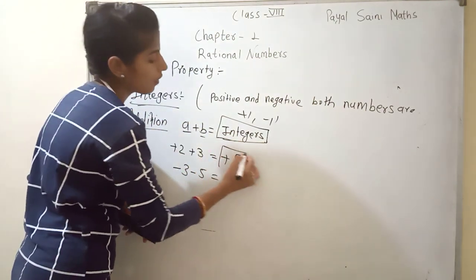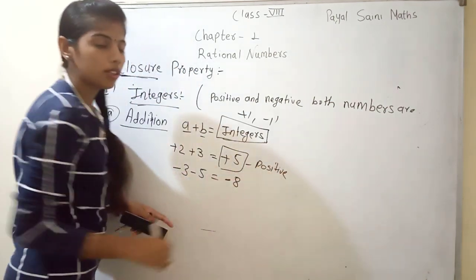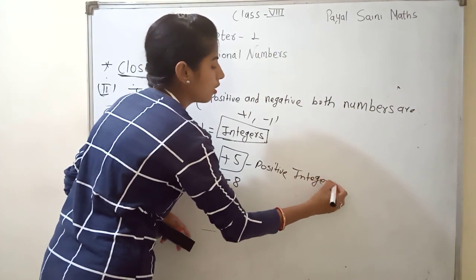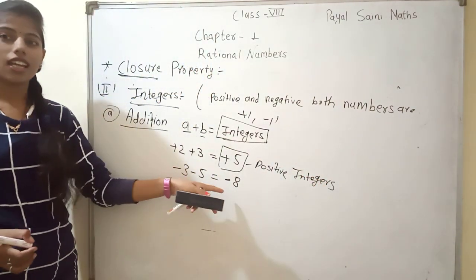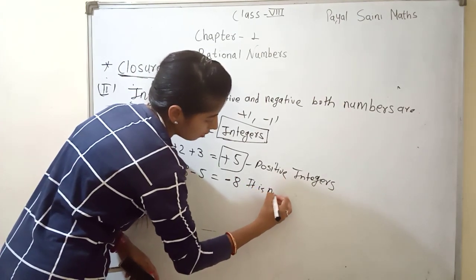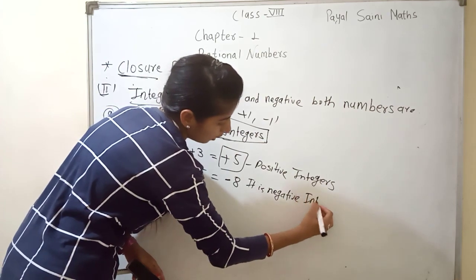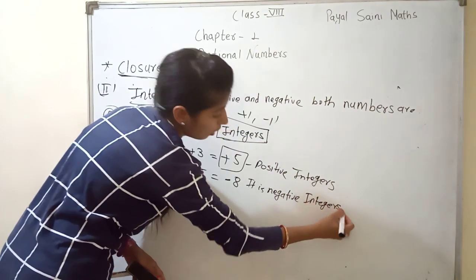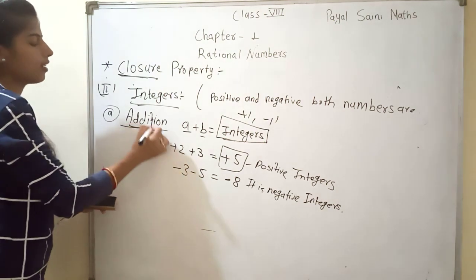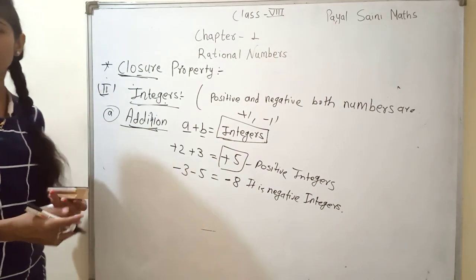When we see here, it is a positive integer, and it's a negative integer. Like that. Now for addition it is verified. For addition in integers, closure property is verified.